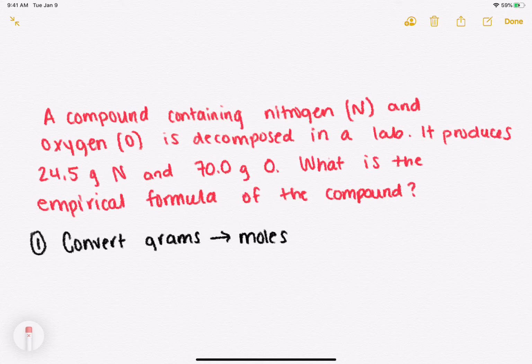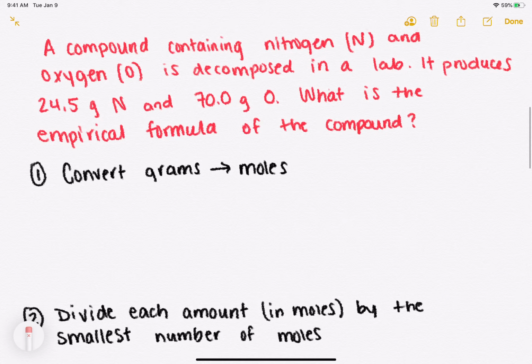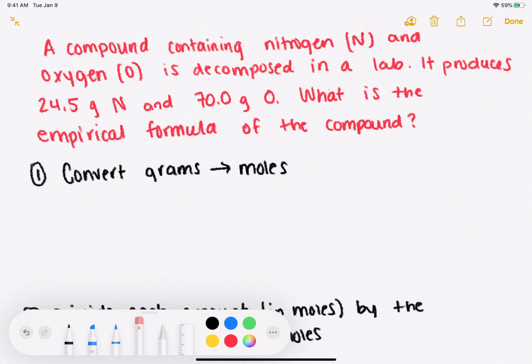A compound containing nitrogen and oxygen is decomposed in a lab. It produces 24.5 grams of nitrogen and 70 grams of oxygen. What is the empirical formula of the compound? So when approaching these problems, there are three main steps. Step 1, you're going to want to convert your grams to moles. And we're going to do that for all of the atoms involved.